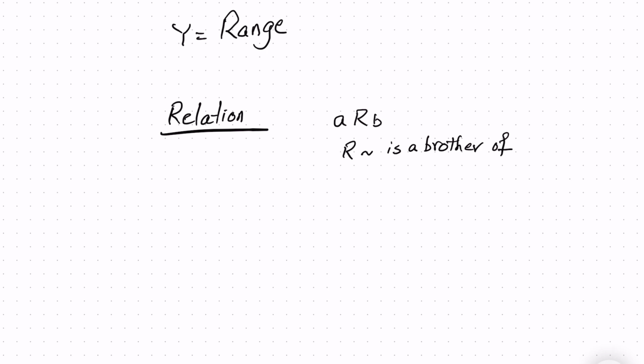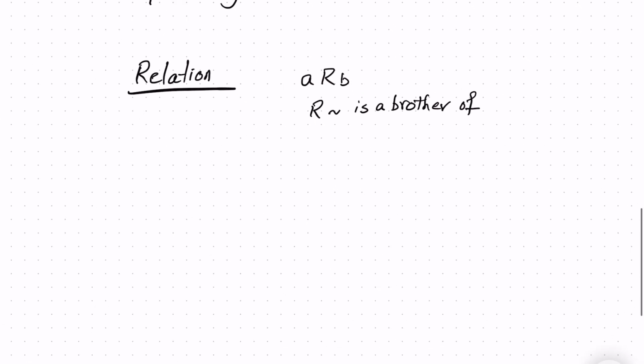When we are dealing with numbers, if we say that A is R related with B, where R means is less than, it means that A is less than B. It could be A is equal to B, or less than B, greater than B, less than or equal to B. All of these are relations.